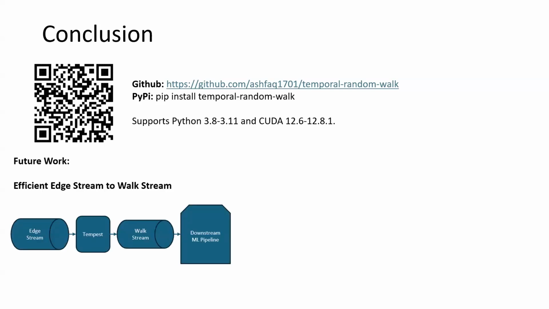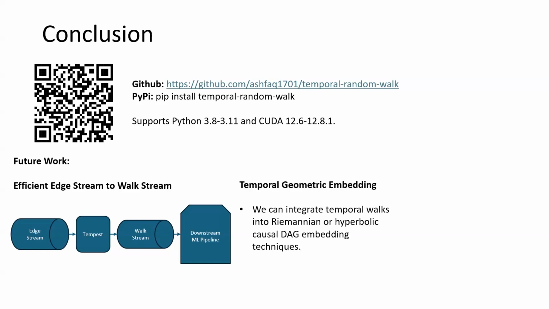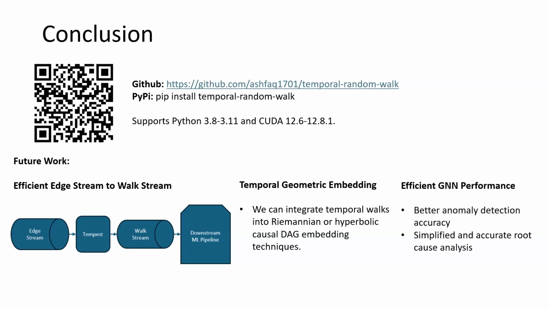Future work. So Tempest is very fast. It can convert a live edge stream to potentially a live walk stream, and the downstream models can benefit from the improved context of temporal walks. We can potentially try to do temporal geometric embedding with that, combined with geometric embedding techniques. And we expect to get efficient performance on various downstream tasks like anomaly detection and root cause analysis. Thank you.